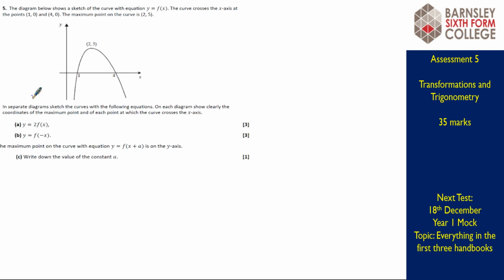Okay, number 5 then. So this is another transformations question. What we've got to do is consider the different types of transformations that happened here, and then plot the sketch. So we don't know what the equation of this curve is. We have no idea. We're just given certain key features. We're given the roots here, and we're also given the maximum point. And we need to show what happens with those x-coordinates and the maximum point when we apply different transformations.